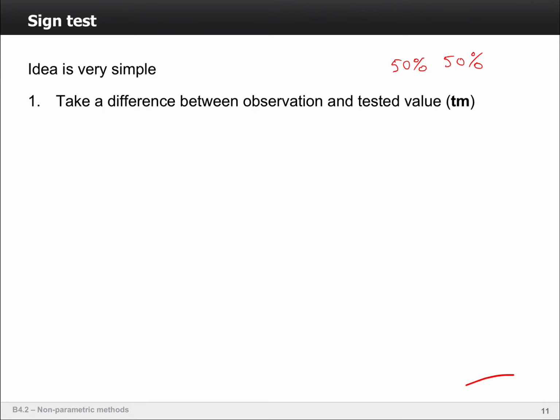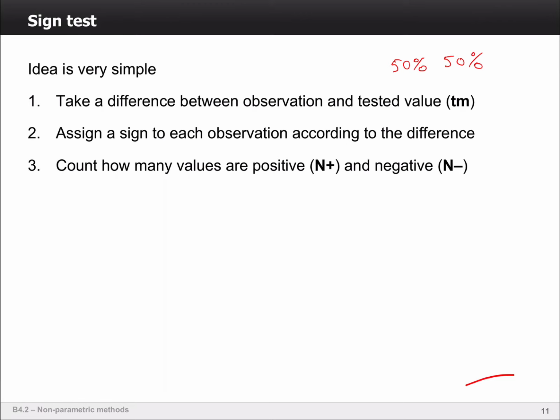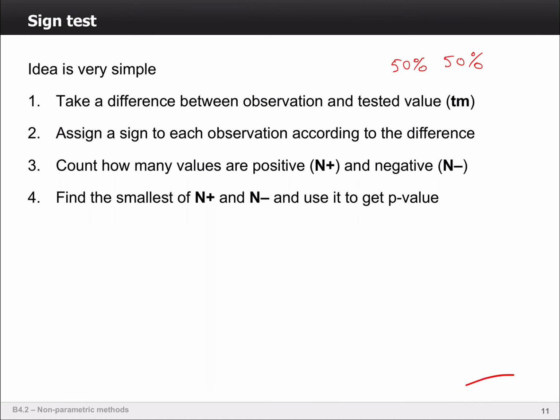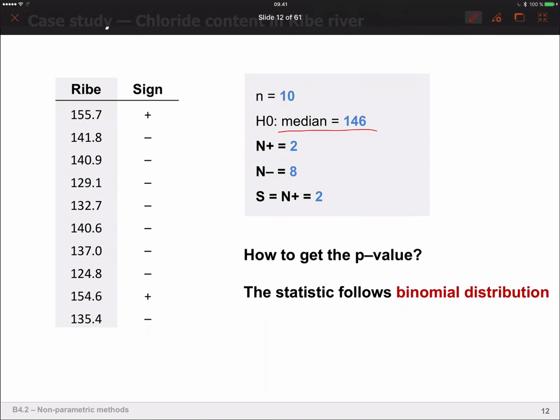Okay. So that's the formal instruction. Take the difference between each observation and the tested value. So just take every value and subtract the median. Then assign a sign. So instead of the values, you need to use a sign. If it's below the median, it should be minus. If it's above the median, it should be plus. And then count how many values are positive and how many values are negative. Take the smallest one and get a p-value. So it means that we need to know the distribution of these minuses and pluses. We will discuss it in a minute. Okay. So that's the data we have. That's our null hypothesis: the median is equal to 146.